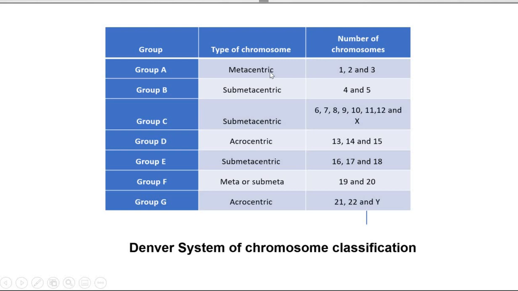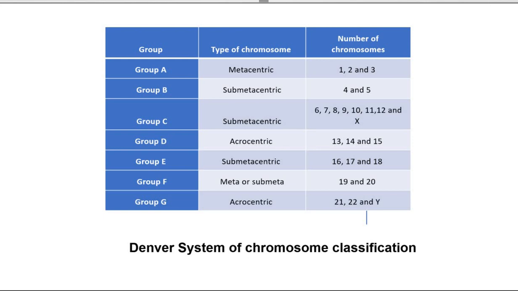Accordingly, you can see that A is metacentric, B is subcentric, C also is subcentric, D is acrocentric, and E is subcentric. So from this, you can see that the majority of the chromosomes are subcentric. Chromosomes 19 and 20 are either metacentric or subcentric, and 21, 22 and Y are acrocentric.